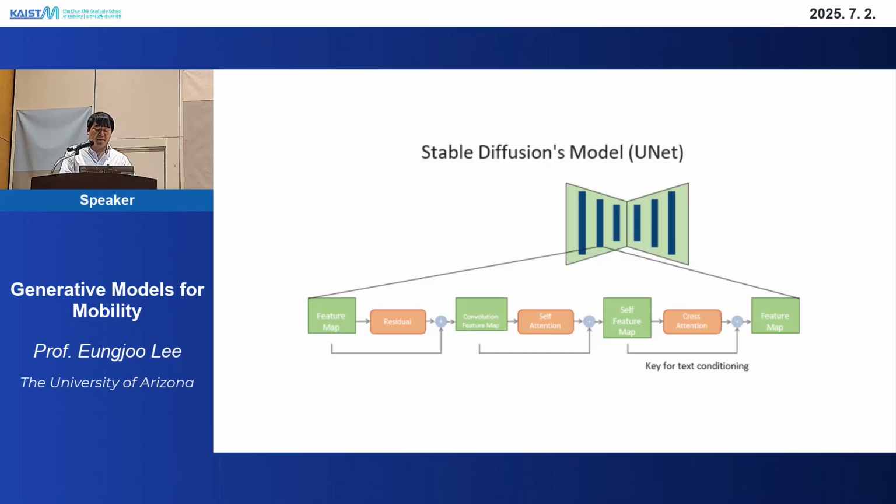So in Stable Diffusion, which is one of the representative methods, they are using a UNet type of architecture. This UNet architecture is used in Stable Diffusion to denoise latent features, and it combines residual blocks, convolution layers, and attention mechanisms. And as you can see in the third block, they have a self-attention which captures internal structure, while cross-attention in orange color injects text guidance.